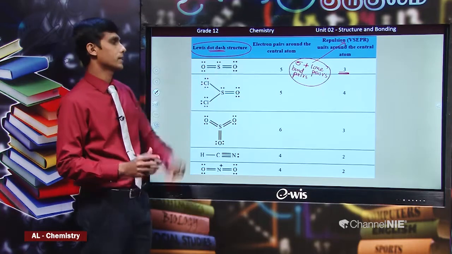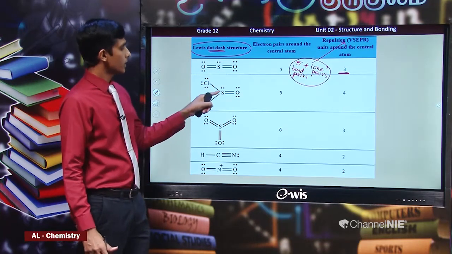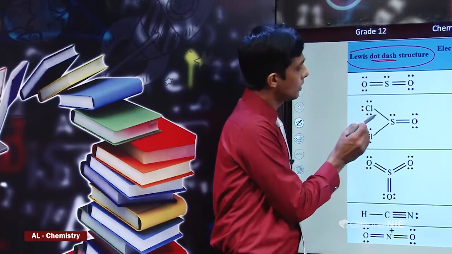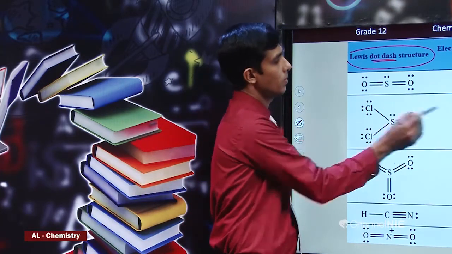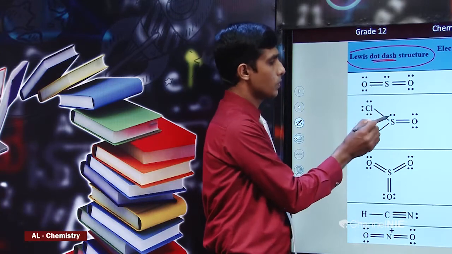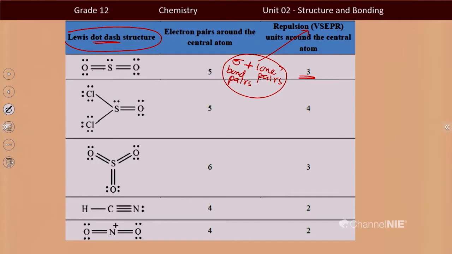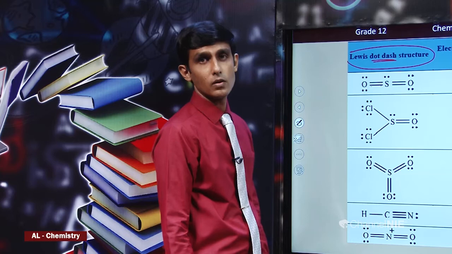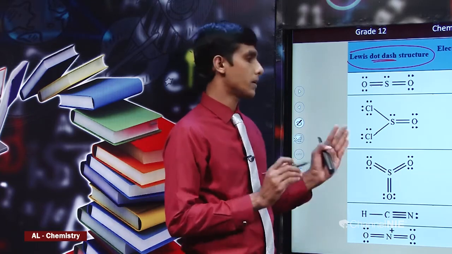So, altogether 3. In this structure, you can see total electron pairs around sulfur in SOCl2: 1, 2, 3, 4, 5. But out of these 5, 1 pi bond is there. So, if you subtract 1, there are 4 VSEPR pairs. In this particular case, there are 6 electron pairs, out of 6, only 3 VSEPR pairs.